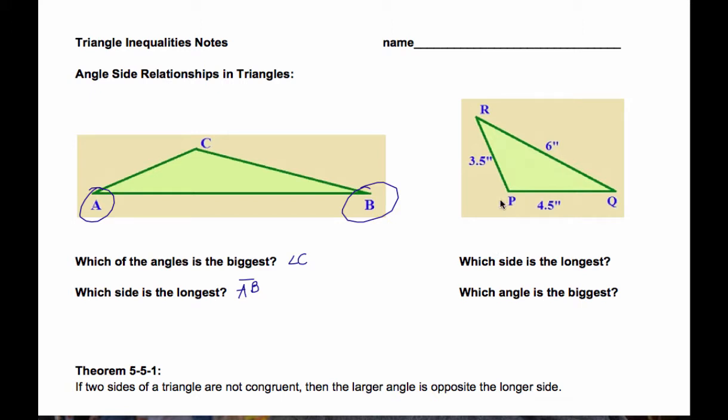In the second example, I've given you some actual measurements. So which side is the longest? If you're comparing these numbers, you're looking at 6 as the longest. So that's RQ. Okay, so when you look at this triangle, which angle is the biggest? And if you said P, then you are correct. Angle P is the biggest.